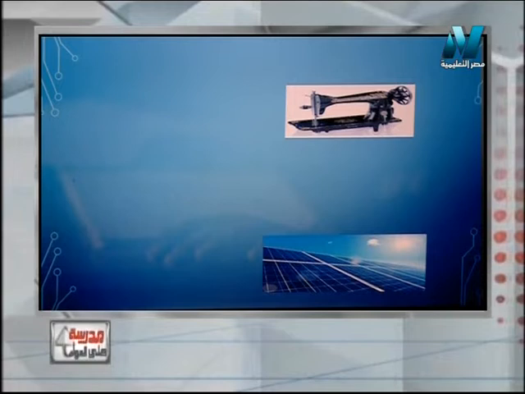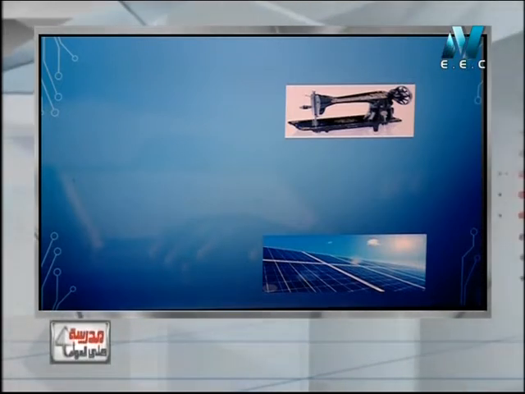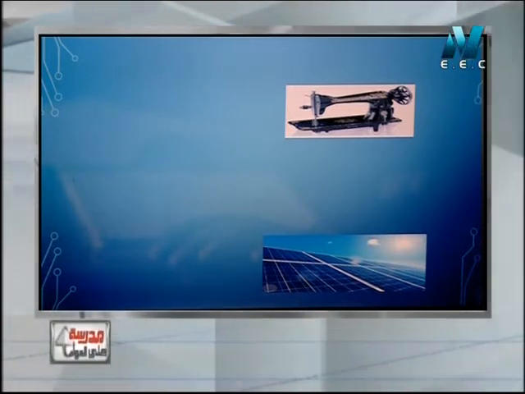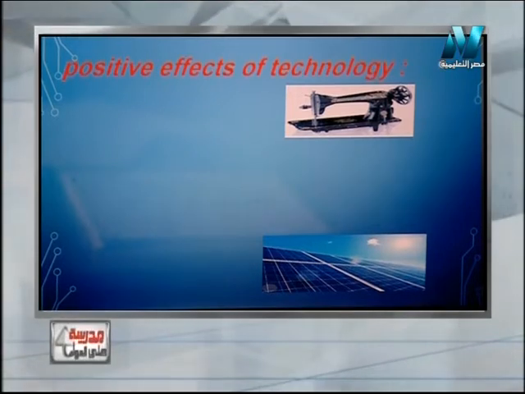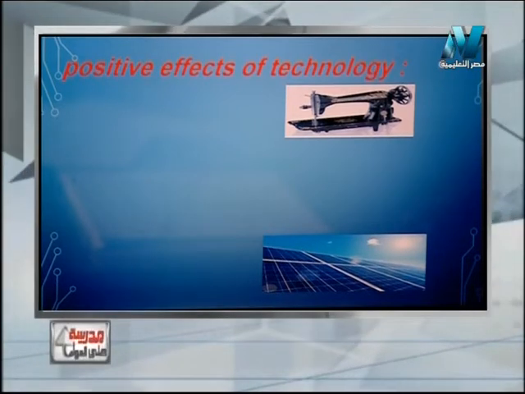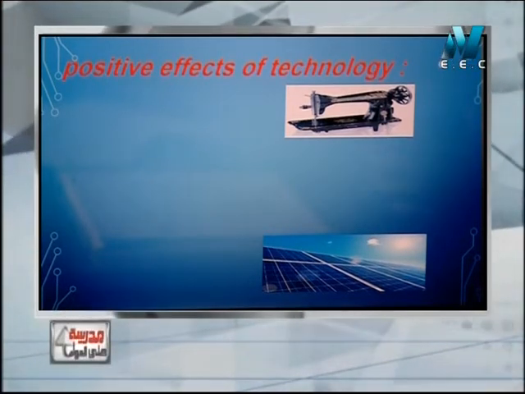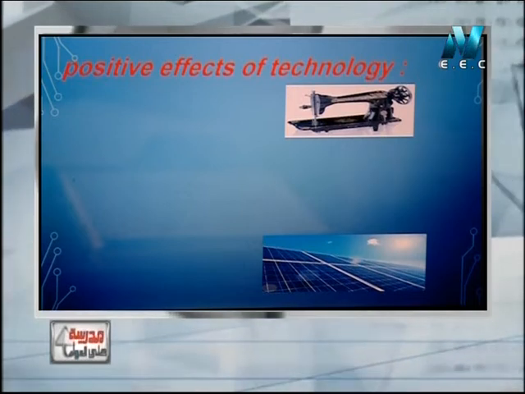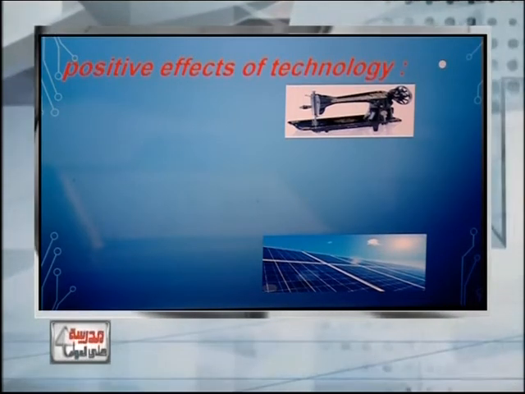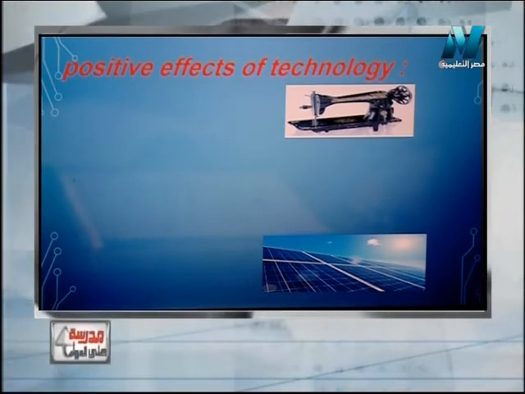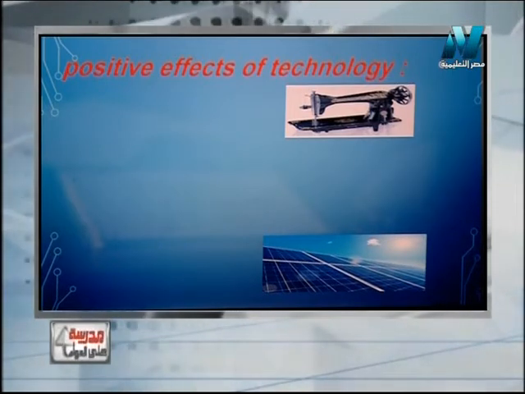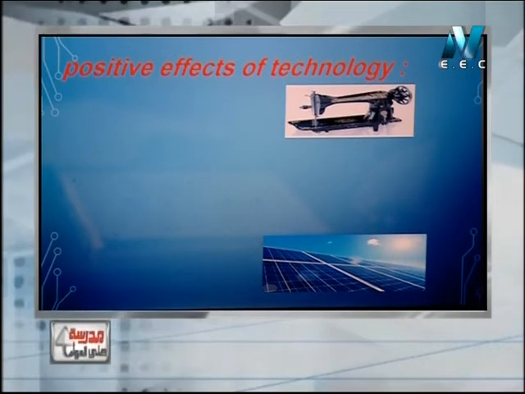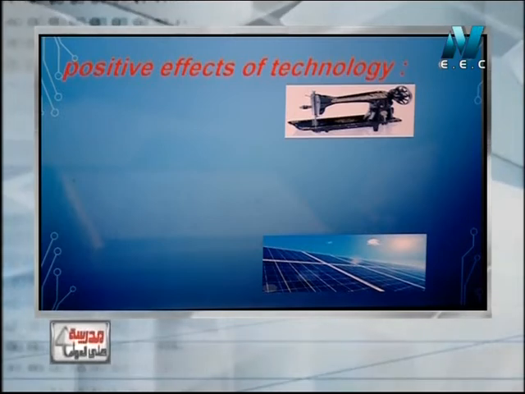As you see, my dear student, this machine is called a sewing machine, and another one is called a solar cell. We have to talk now about positive effects of technology, because everything in our life has bad effects and good effects. Now let's talk about positive effects of technology and negative effects of technology. First one, positive effects of technology.